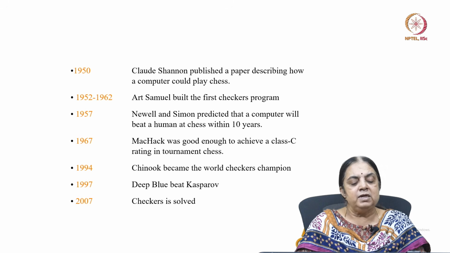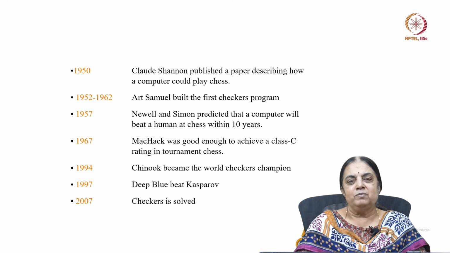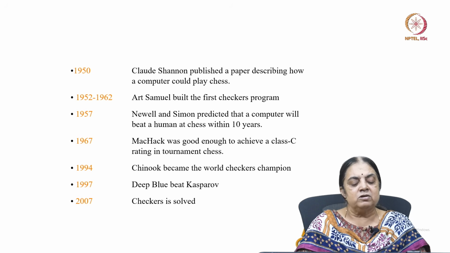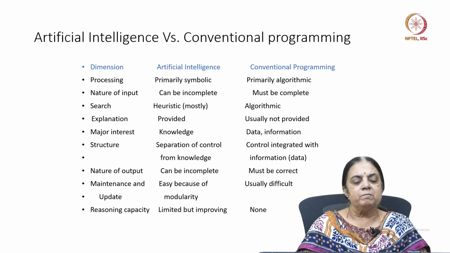It was in 1994 that a computer program became the world checkers champion. In 1997, the Deep Blue program beat Kasparov, who was the chess grandmaster at that time. And in 2007, checkers was solved, as they say. So over the years there was an improvement in game playing.